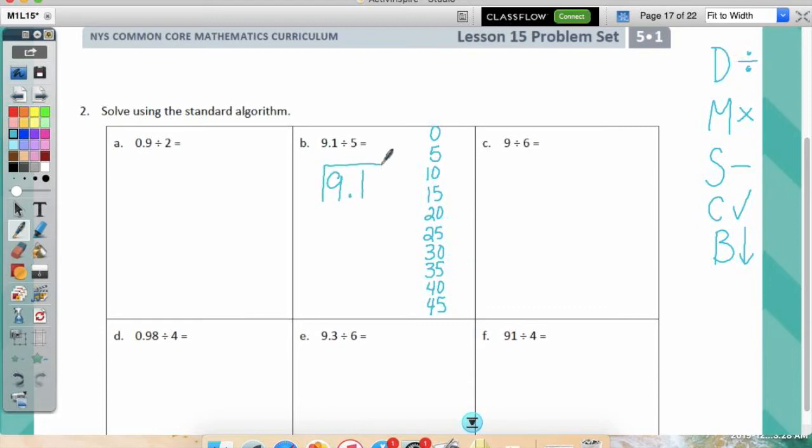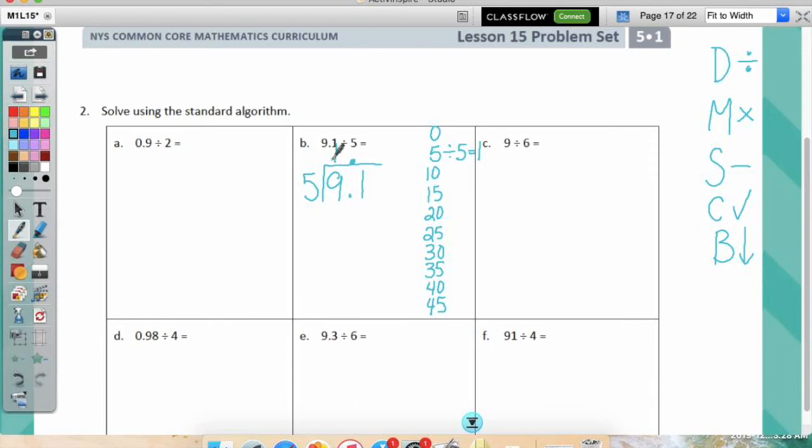9.1 divided by 5. Okay, so Jaylee, help me out here. What do I ask myself? You ask yourself which one is closest to 9, and the answer is 5. What's 5 divided by 5? 1. Jaylee, where do I write the 1?